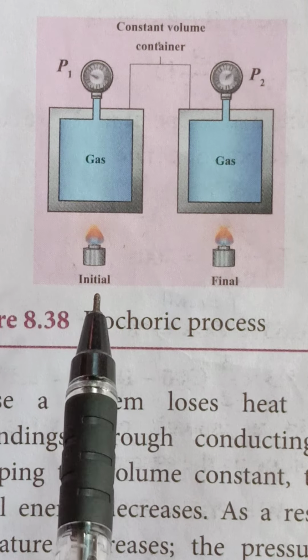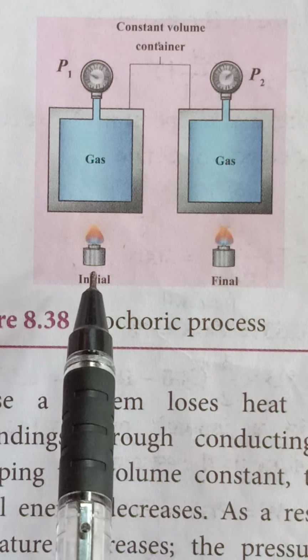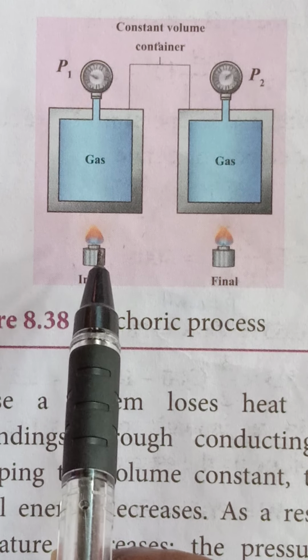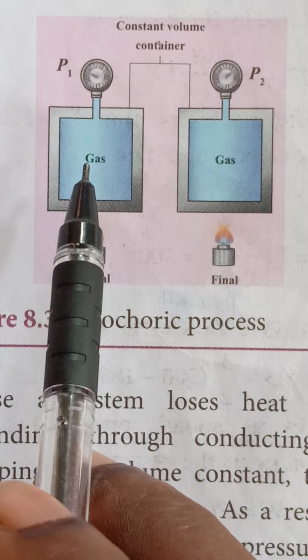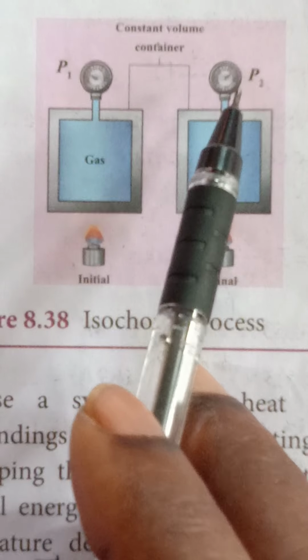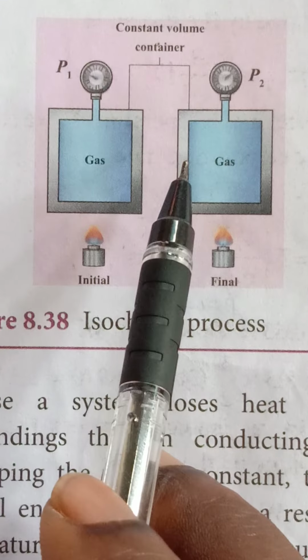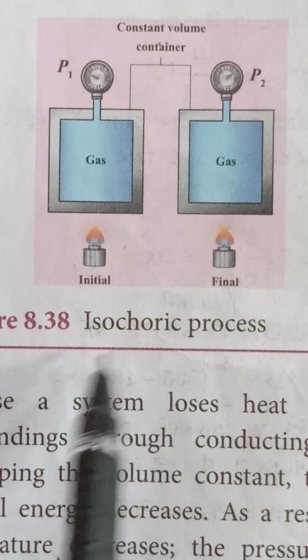First we have to give heat energy to the gas. You know that very well: if the temperature of the gas increases, it leads to an increase in the pressure also. So the pressure is increased, we noted it here in the pressure gauge, but the volume is kept constant. This is the condition for the isochoric process.